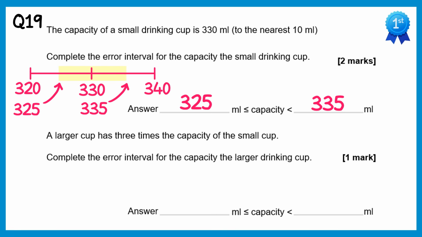For the second part of this question, we've been told about a larger cup, which has 3 times the capacity. Now if it's got 3 times the capacity, we just need to multiply our previous answers by 3. So 325 times 3 is 975, and 335 times 3 is 1005.